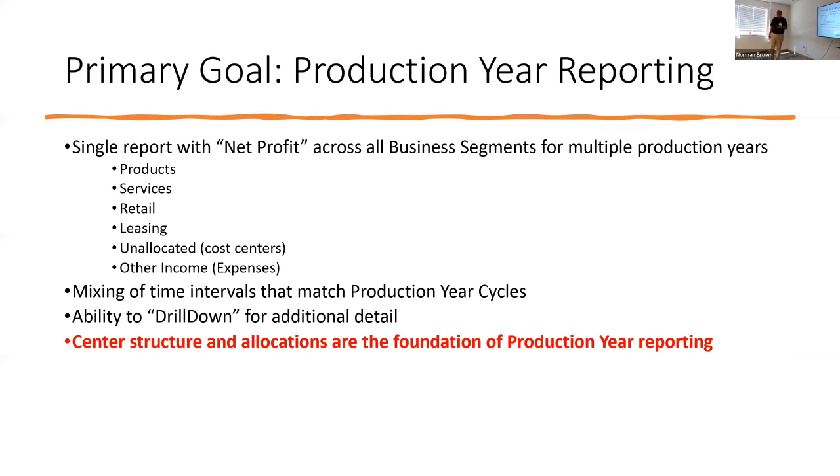One of Randy's goals was to create what I call a production year report. That's basically looking at all of his profit or cost centers across production years, across time. In Randy's case, we have these different business segments, which we talked about in the last session. How do we match different time intervals? Crops might be a three calendar year period, whereas a leasing segment might be just one calendar year. How do we match that all into one report?